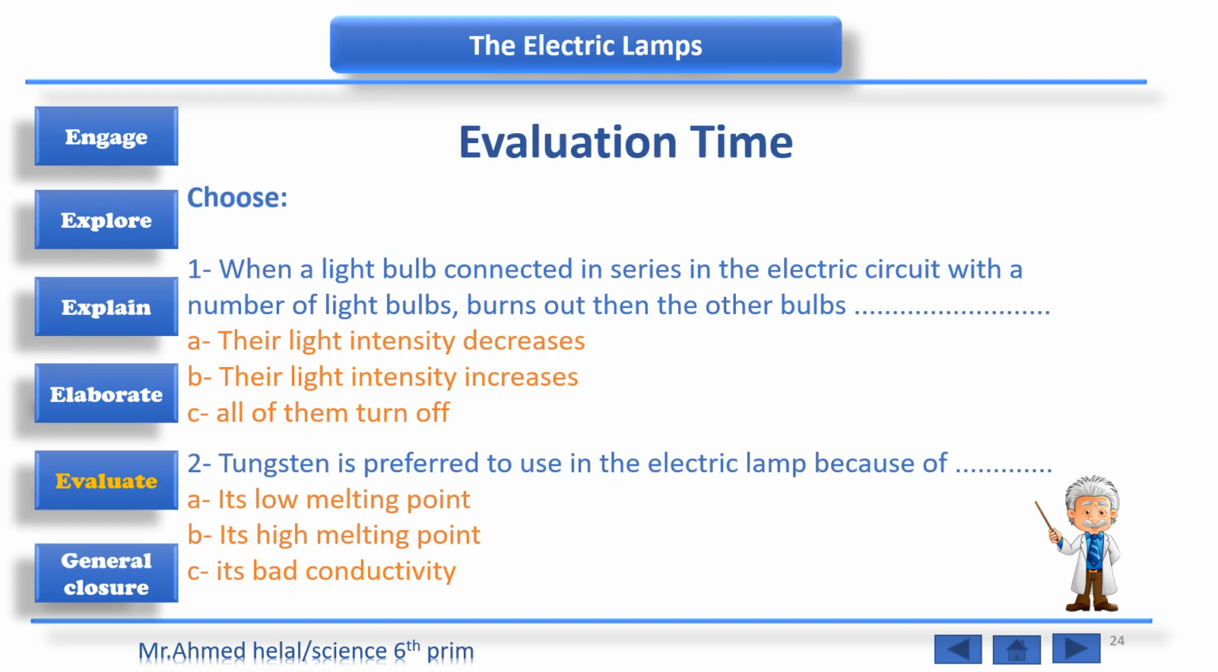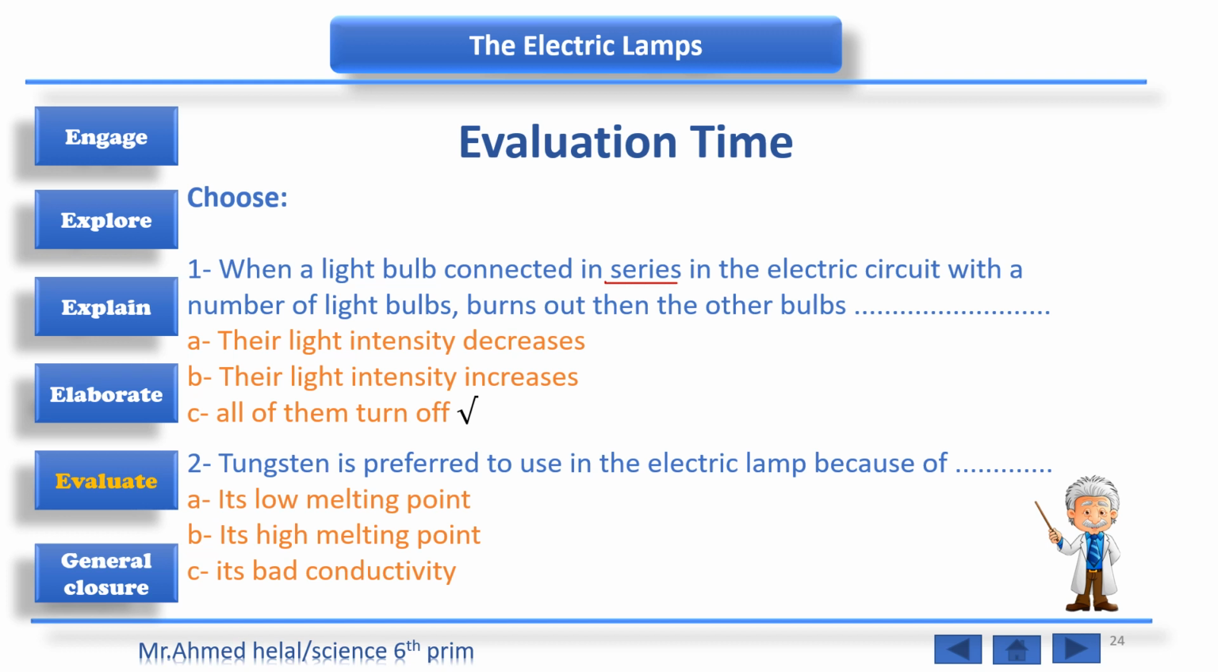Okay, and now this is the time for evaluation. Choose the correct answer. When a light bulb connected in series in the electric current with a number of light bulbs burns out, the other lamps, what's your answer? Their light intensity decreases, their light intensity increases, or all of them turn off. So the answer is all of them turn off, because they are in a series.